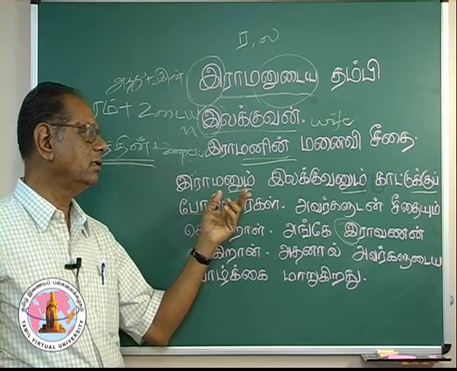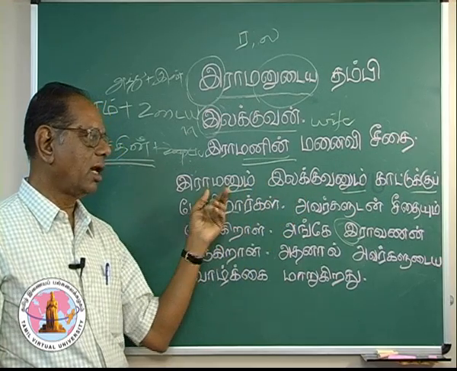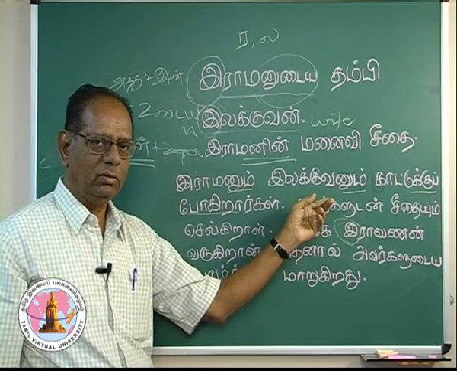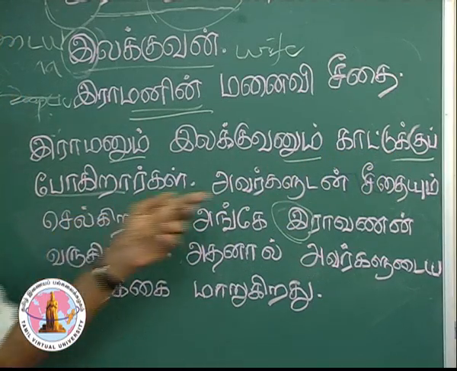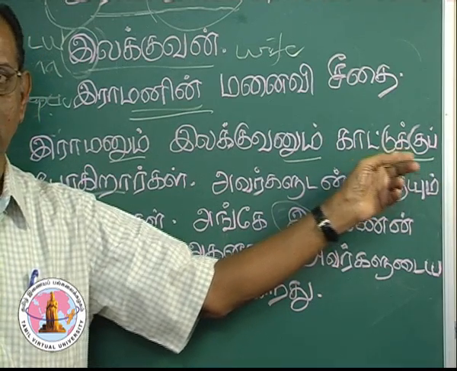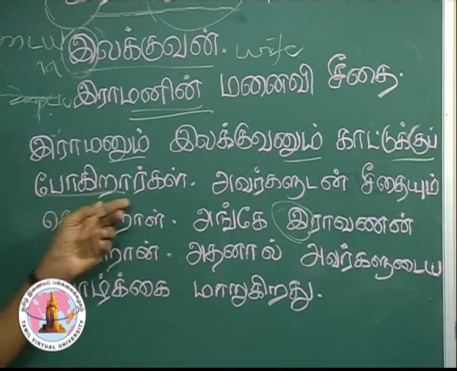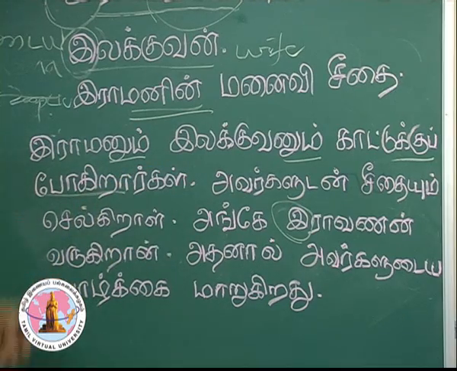You have to add um to both the words. Ramanum ilakkuvanum kaattukku pogirargal. Kaattukku dative case. Kaadu forest. Kaattukku pogirargal. They go to the forest.